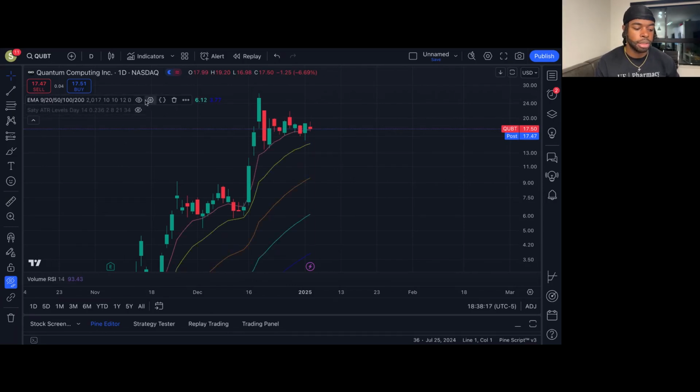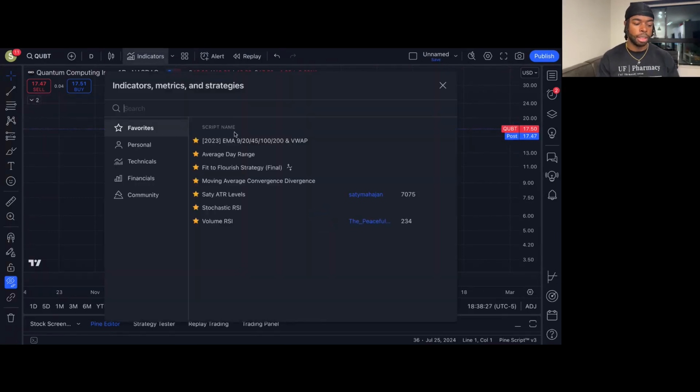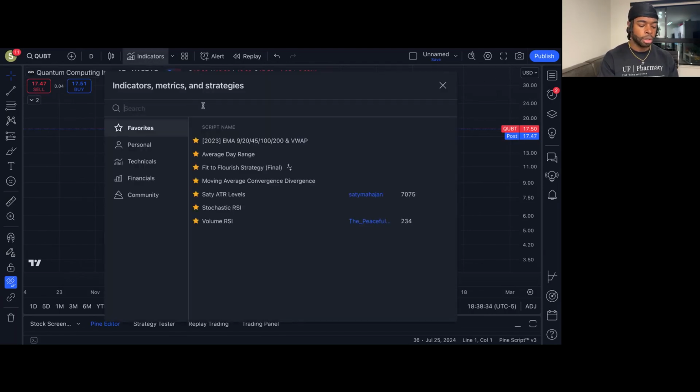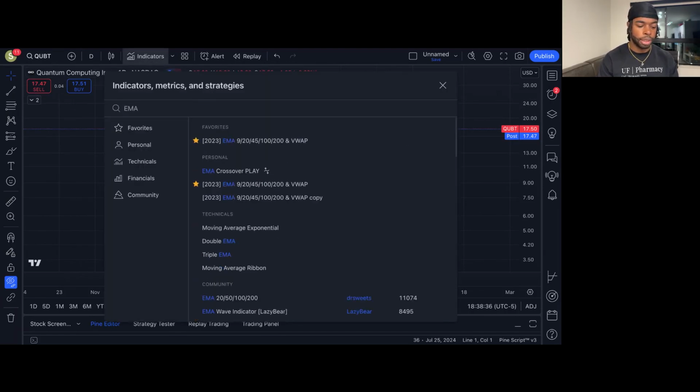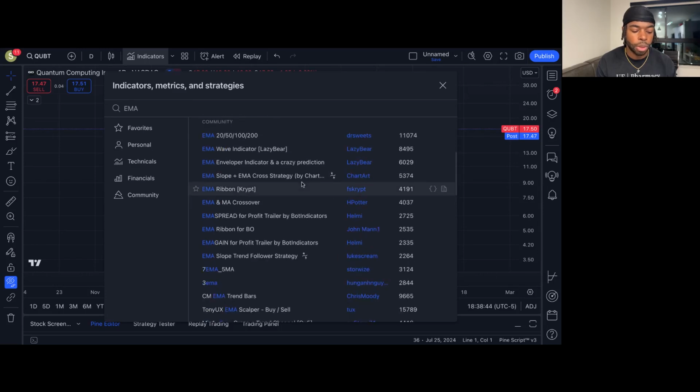Now, this EMA is a custom EMA that I made. So I went in and created a script, which took a little bit of time, but if you want to just have your own EMA indicator, I would just go in the top left corner here where it says indicators, click on that and just type in EMA, okay? And you want something that has like the 20, the 50, the 100. I like for my EMAs to have the 9 as well.